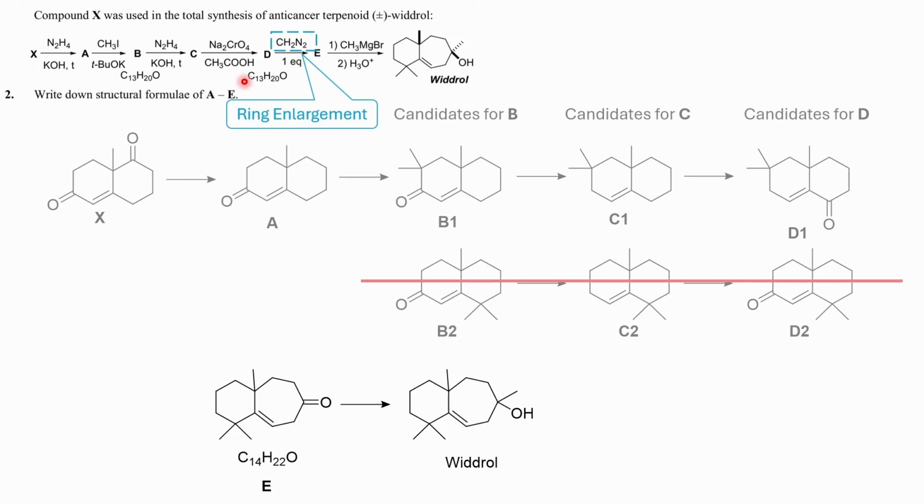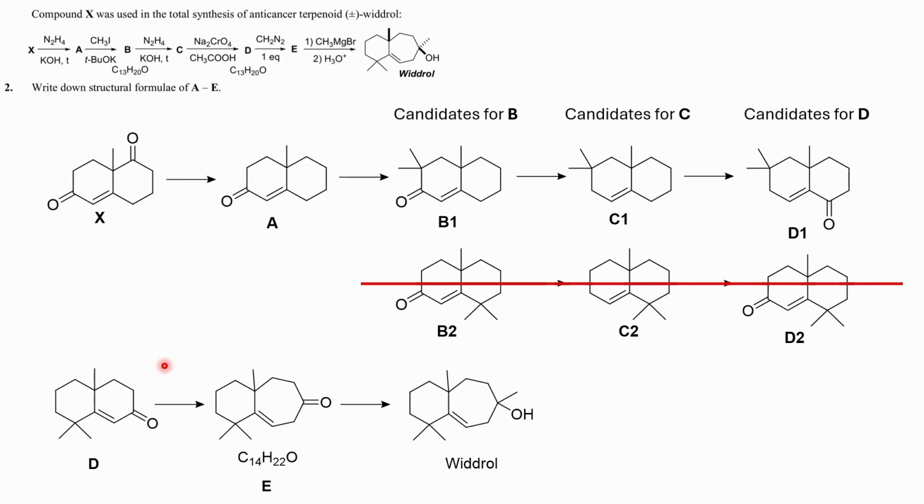So CH2N2 facilitates the ring expansion of cyclic ketones, and I will show the mechanism at the end of the subproblem. So going backwards, we shrink the 7-membered ring in E to get D. Something like this. So this is the real D, and this is expanded by just one more CH2 group. D doesn't match the D1 candidate here.